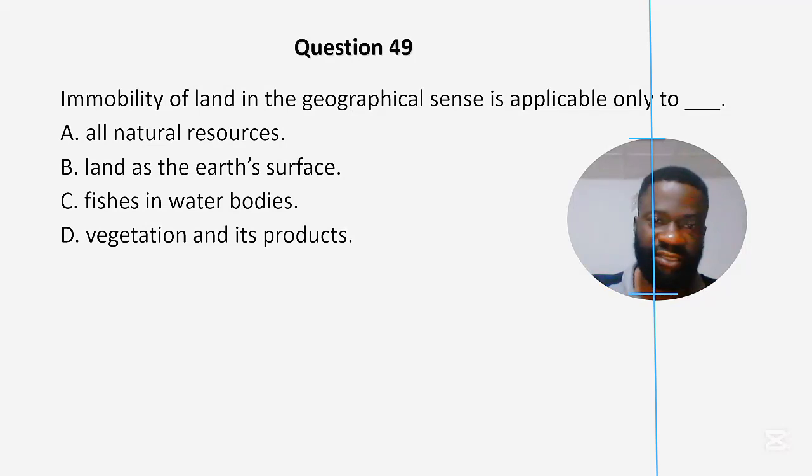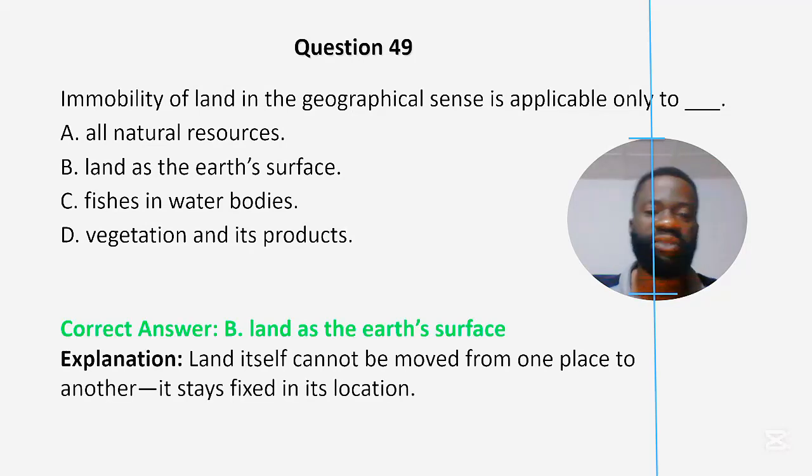The correct answer to this question is B. Land as the earth's surface. Land itself cannot be moved from one place to another, so it stays fixed in its location. So option B is the correct answer.